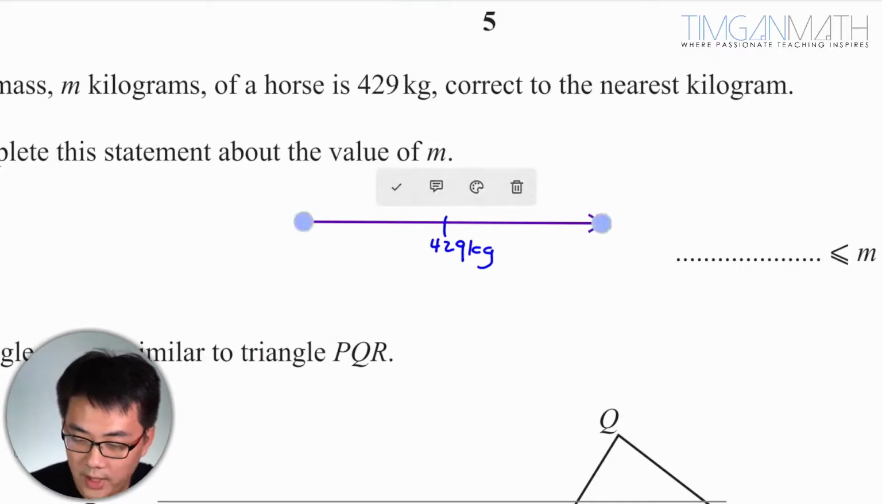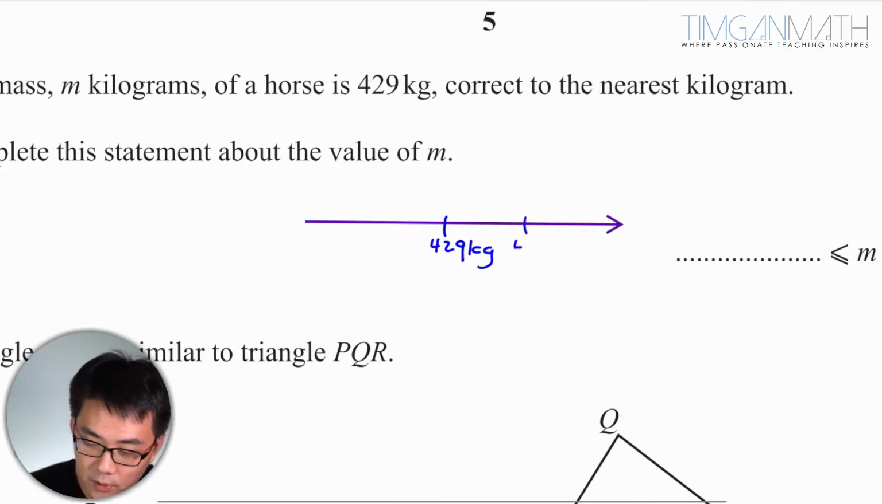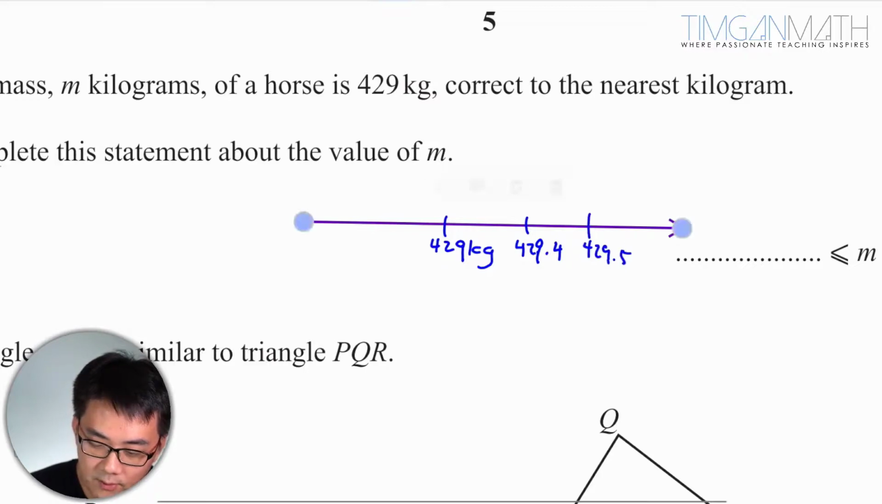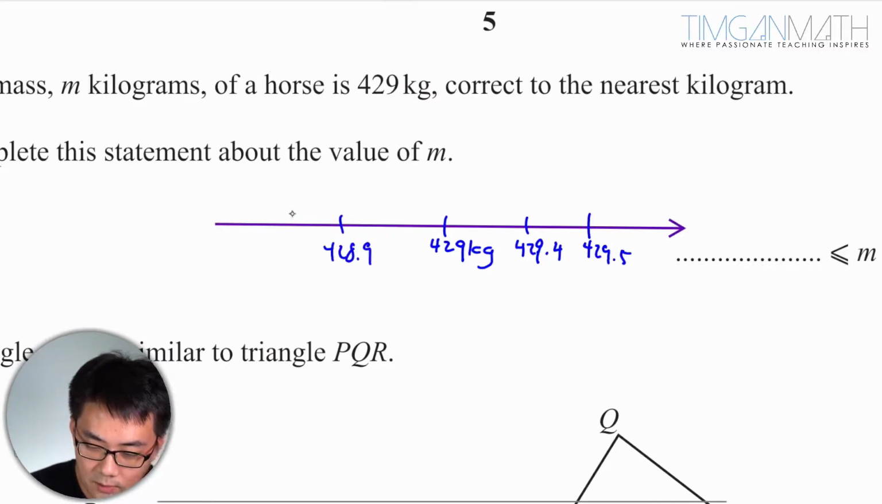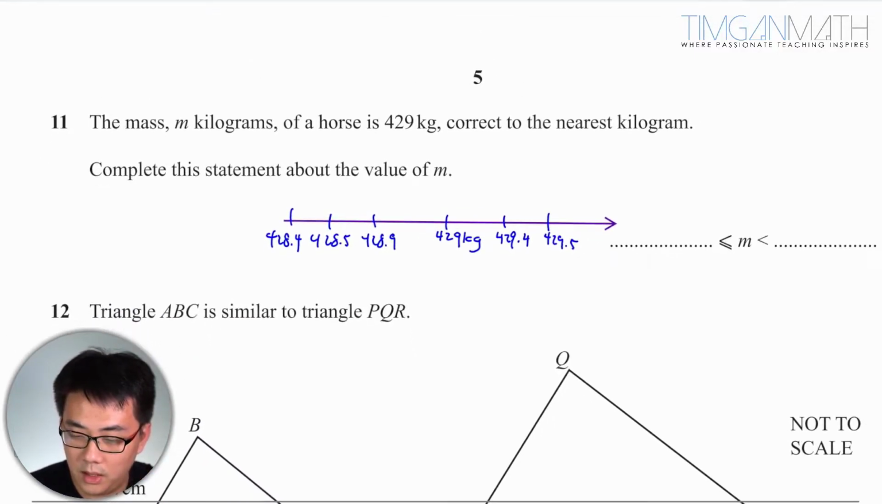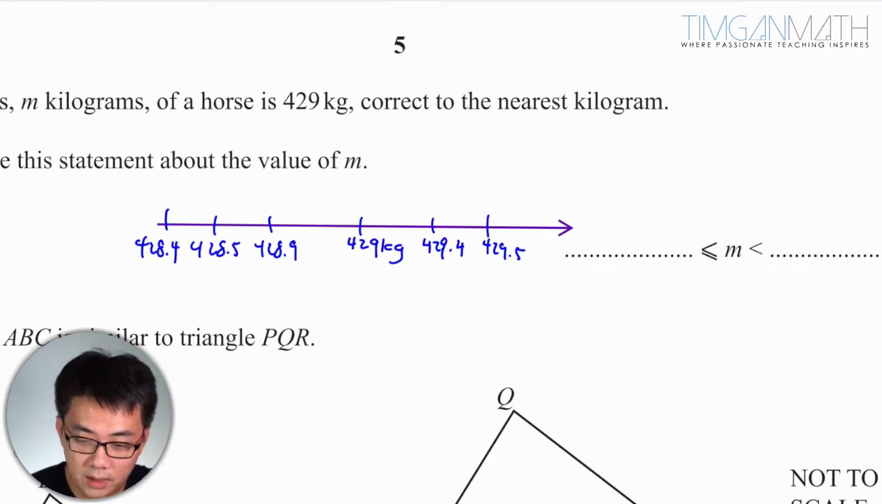Okay? So any number which is like 429.4, then you have 429.5, and maybe you have 428.9, 428.5, 428.4. Okay, so there are quite a few numbers here in decimal.